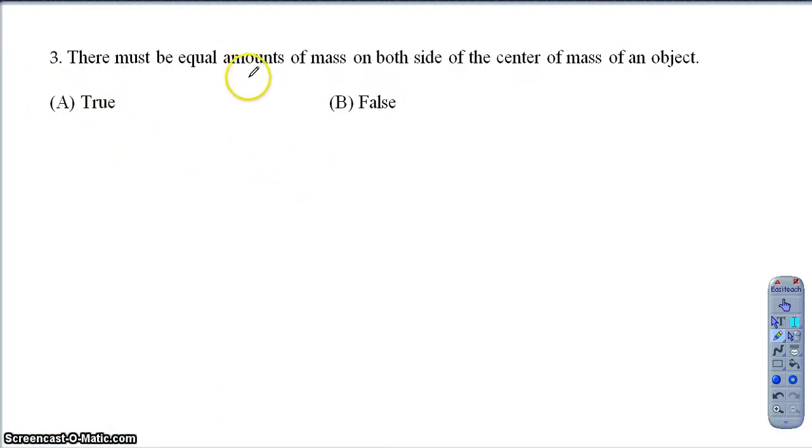Question 3 is one I know a lot of students have trouble with. There must be an equal amount of mass on both sides of the center of mass. And so it's somewhat misleading, right? You think the center of mass has got to be right in the middle, you have to have an equal amount of mass on both sides. But the easiest counterexample I can give for this, so it is going to be false.